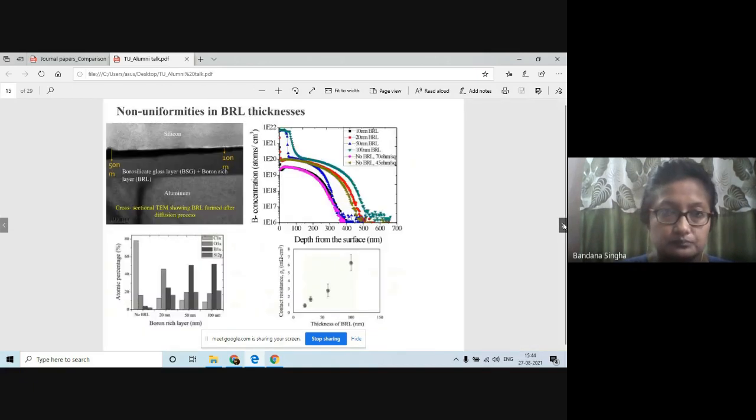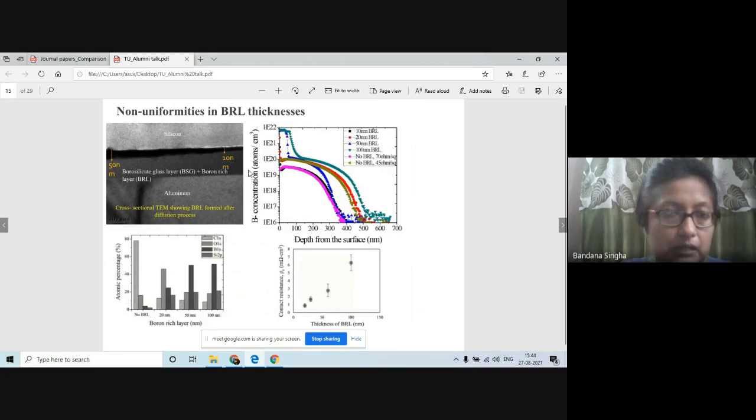In the case of the boron nitride solid source, the surface appears to be very clear. In certain cases the sample shows hydrophilic nature, but in most cases the boron-rich layer is less than 10 nanometer or nearly about 10 nanometer, which is less compared to the boron spin-on dopant sources. So this is the general structure which is seen under TEM analysis.